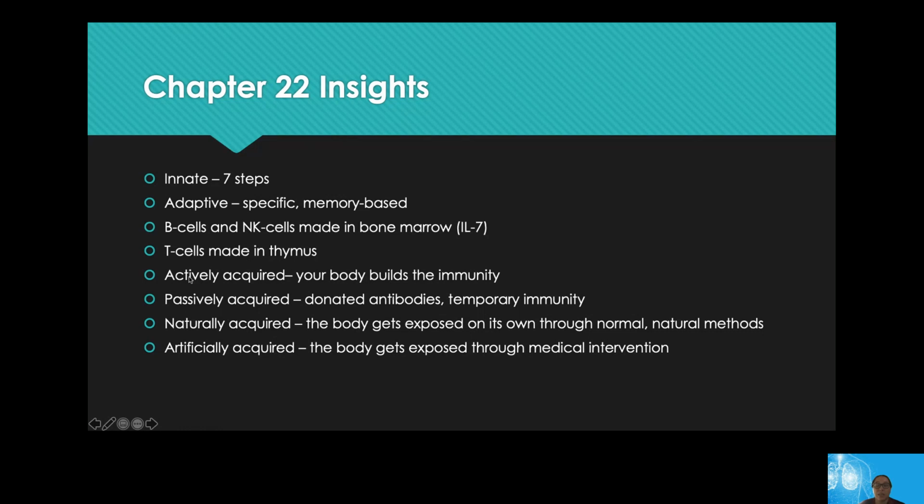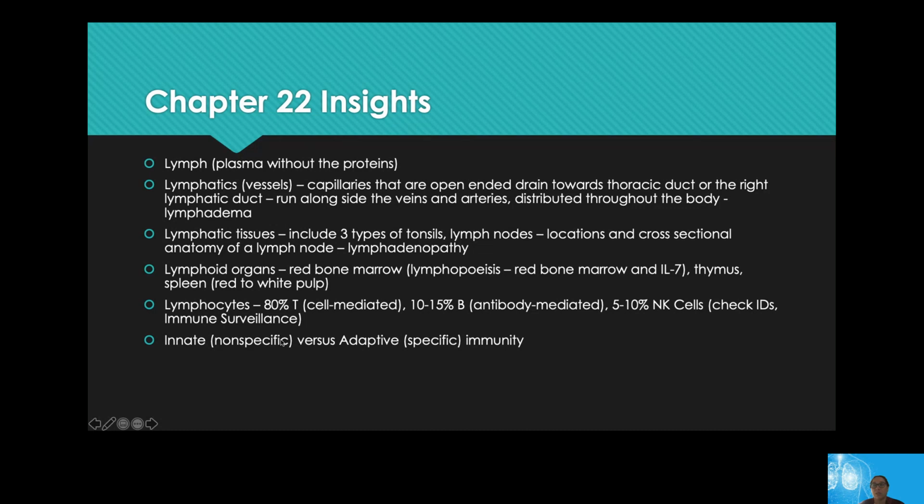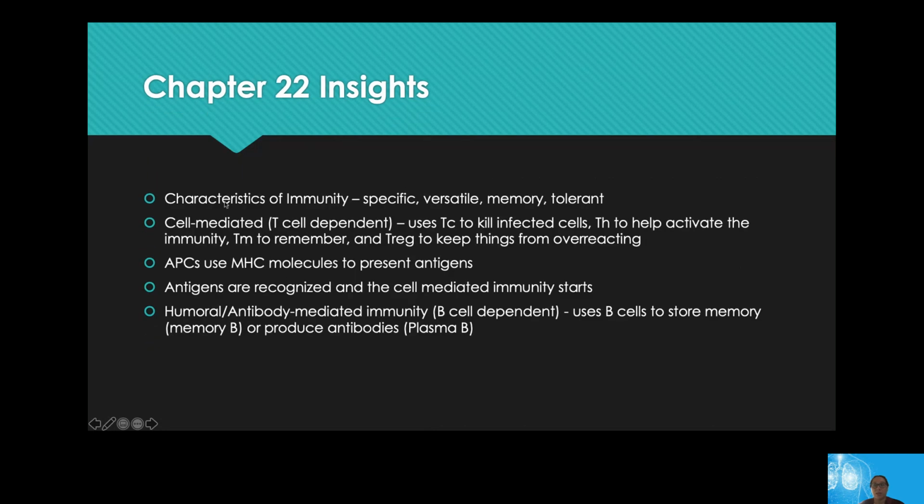In addition, looking at the insights from this chapter, you remember that we learned about different types of immunity that is achieved. So you acquire immunity over a lifetime, and it can be actively acquired when your body builds the immunity, passively acquired if someone receives donated antibodies. This is temporary immunity, it wears off as soon as the antibodies leave. Naturally acquired if the body gets naturally exposed to it, or artificially acquired if it's exposure through some kind of medical intervention.